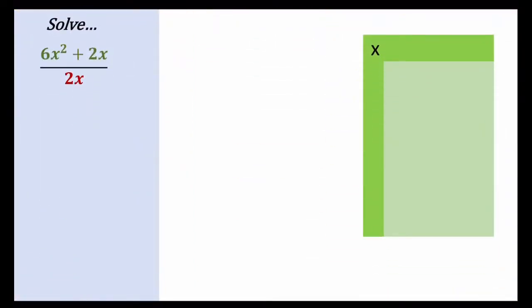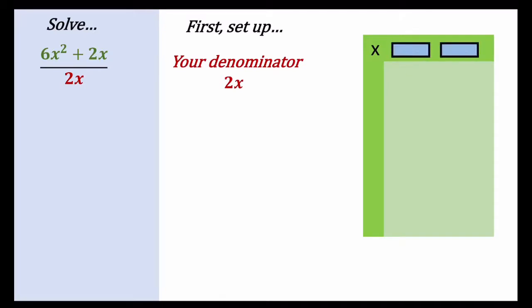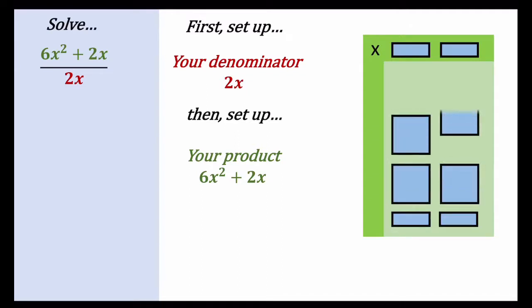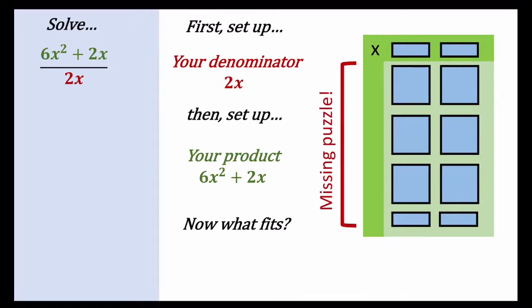Let's take a look at another problem. I'm going to show you a method to solve it without algebra tiles and with algebra tiles. First we're going to set up our denominator. Then we're going to set up our product. All right, so what fits? Missing puzzle, right? We take the lengths on this side here. Notice the same lengths are shared. I can draw and just connect everything through. That's how I know I set it up nicely. And that's what fits in our puzzle.